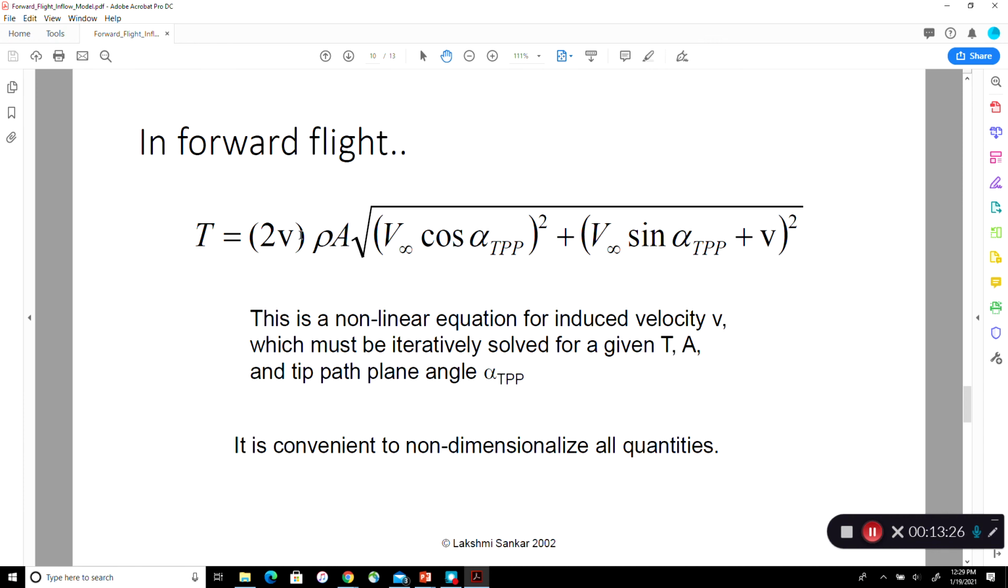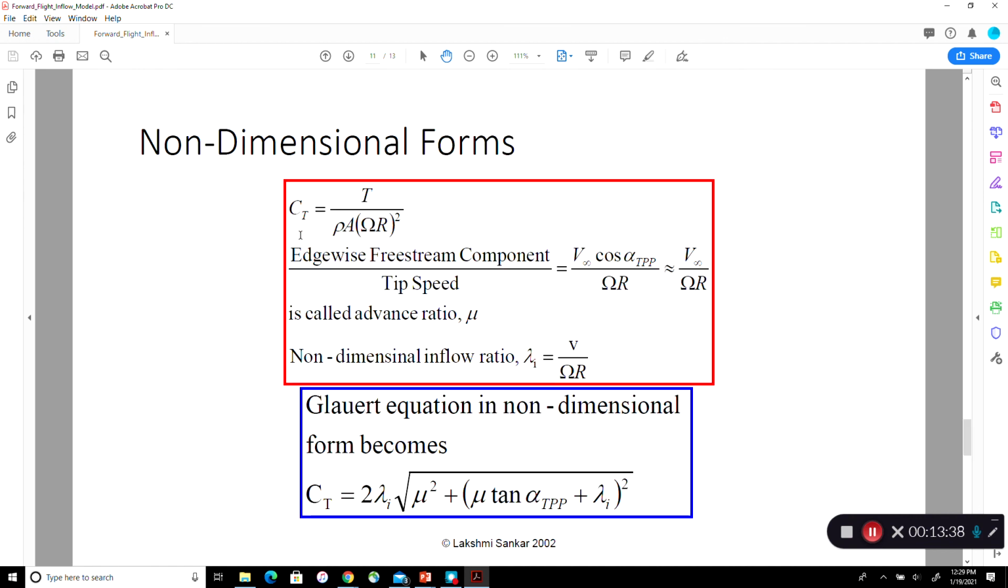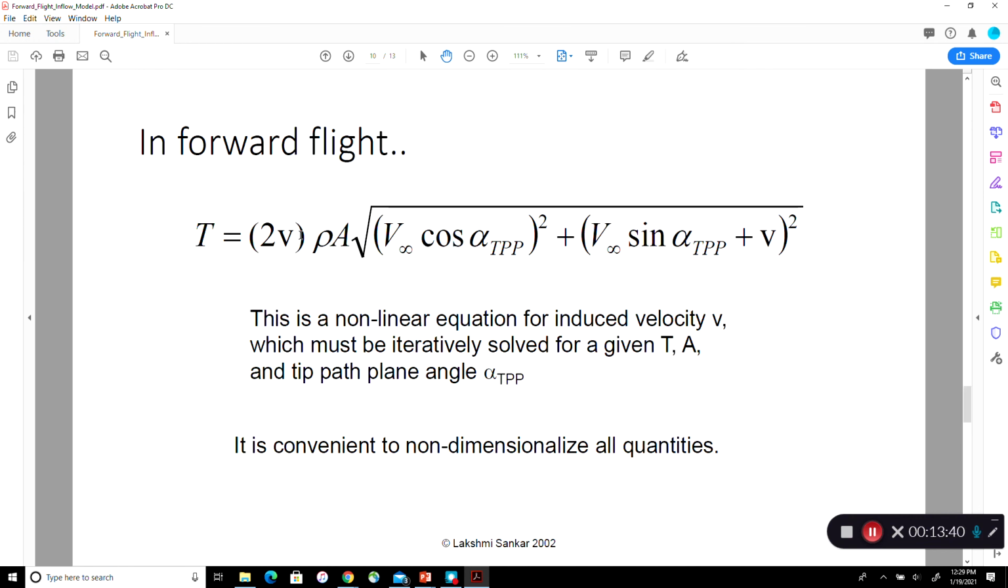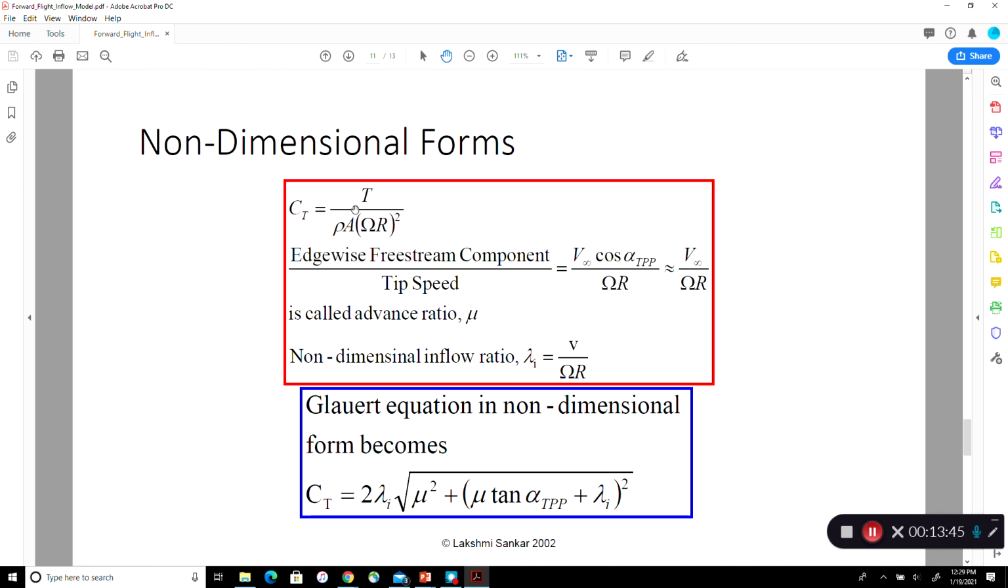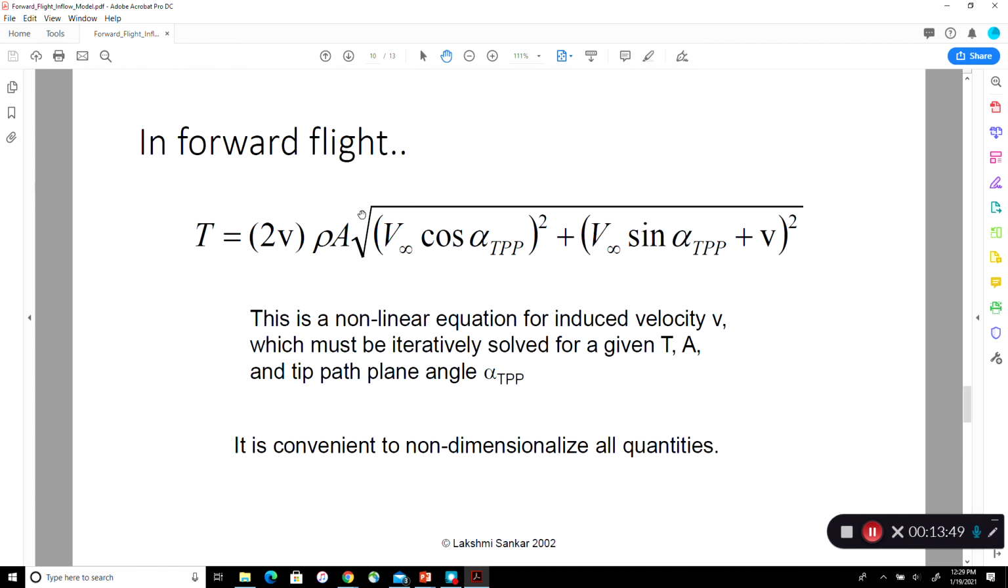Now this is a dimensional expression. So we like to do everything non-dimensionally if possible, because then we can extend it from a model rotor to a full-scale helicopter much more easily. Scale everything, make everything non-dimensional. Therefore, this T will be expressed in terms of the thrust coefficient Ct, like we did before. All the velocities will be divided by the tip speed.